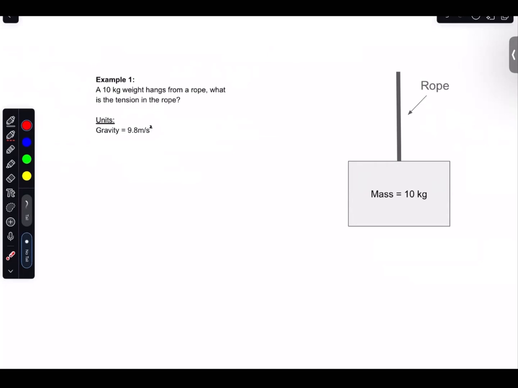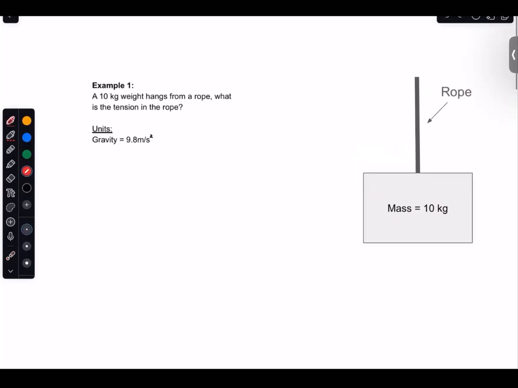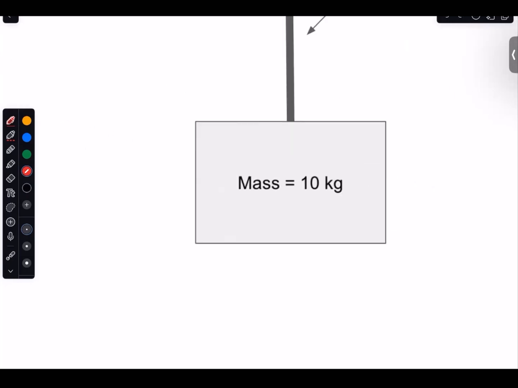Let's get started with a classic statics example. In this example, we have a 10-kilogram mass hanging from a rope, and we want to find what is the tension in said rope. For metric, the standard unit for gravity is 9.8 meters per second squared. For this example, the first thing we're going to look at is the forces on the mass. The mass weighs 10 kilograms, as we determined before, and the main force we have is gravity.